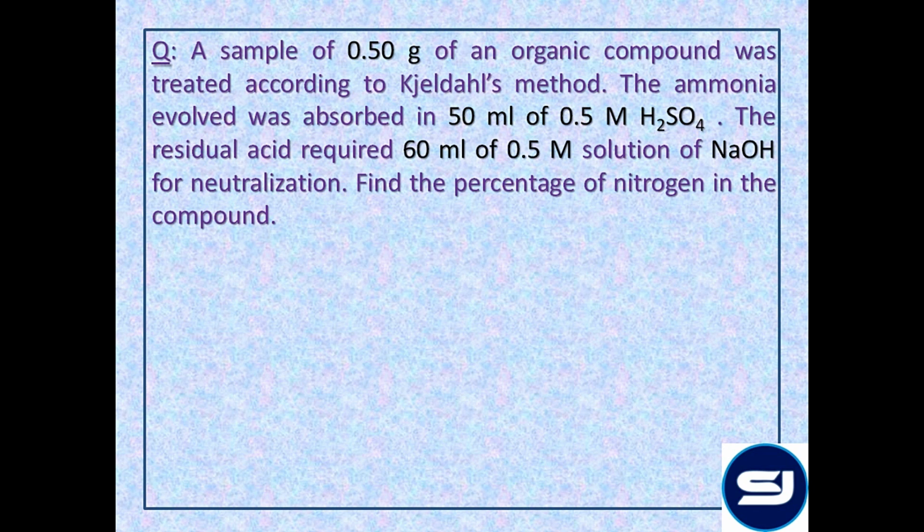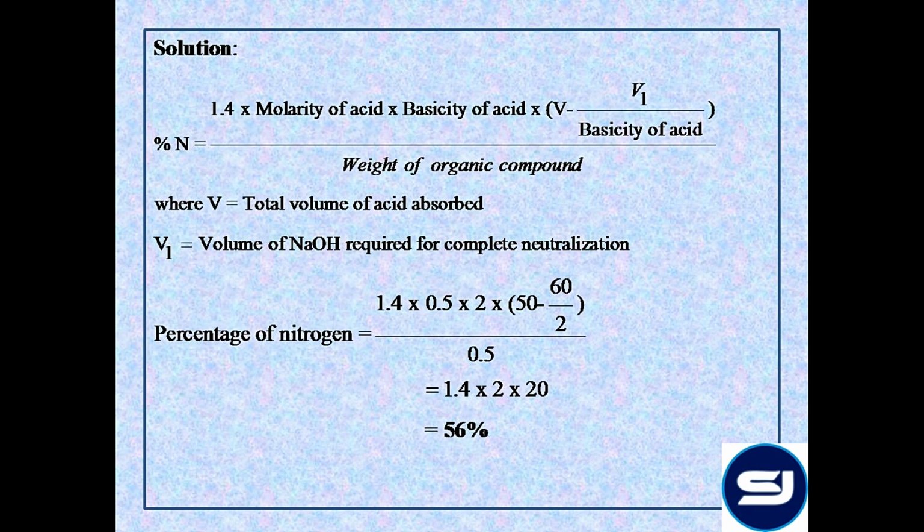Now this is a direct shortcut formula which you can use for any Geldahl's question, and without the lengthy method you can come to the answer directly. So let's see the solution. The direct formula is percentage of nitrogen as per Geldahl's method is 1.4 into molarity of acid into basicity of acid into V minus V1 upon basicity of acid upon weight of organic compound. Here we are not multiplying by 100, it is directly adjusted.